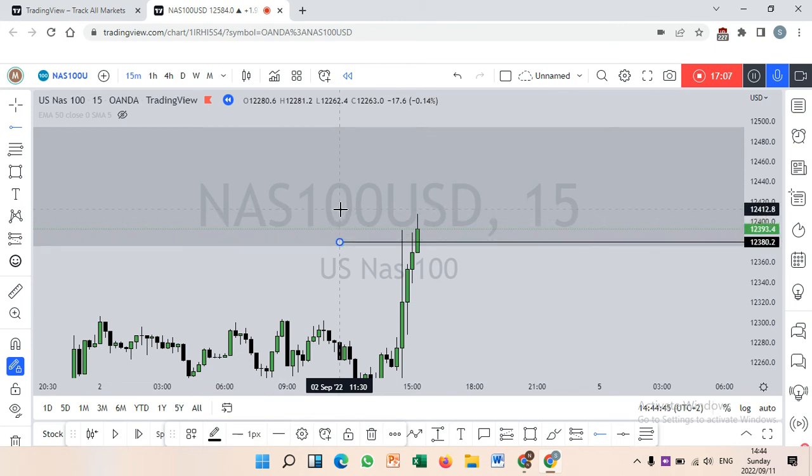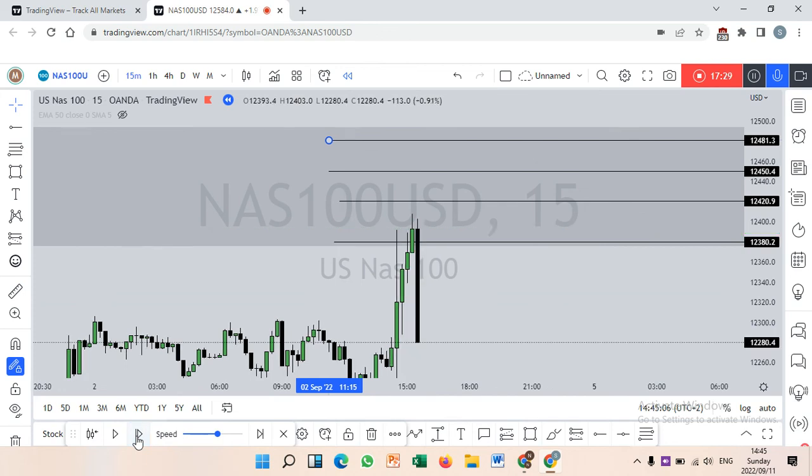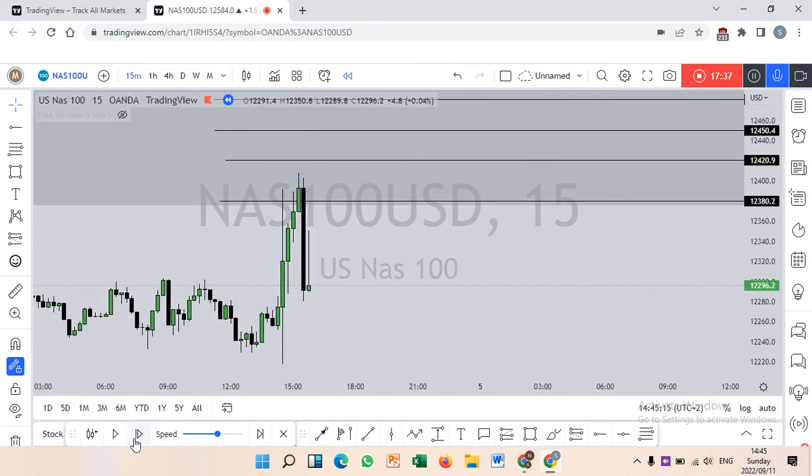So 80. After 80, we get what? 20. 20 level, and we get a 50 level right after. Then we get another 80 level, and our 20 levels up here. So we got like four levels price could potentially react at. Okay, so it went up, reacted after 80. Let's see if price does come back.